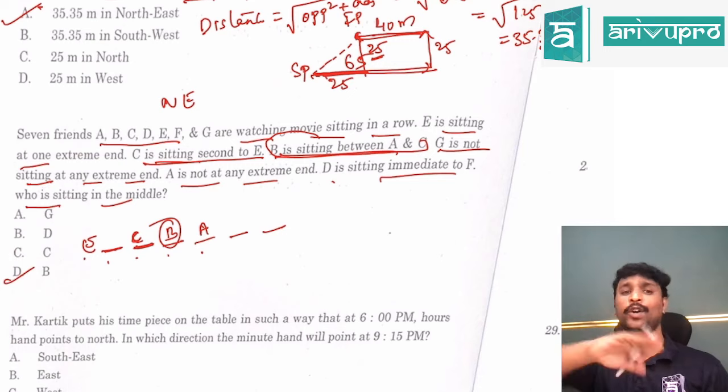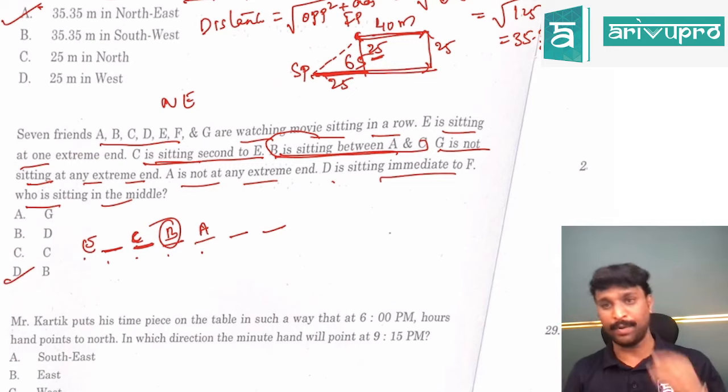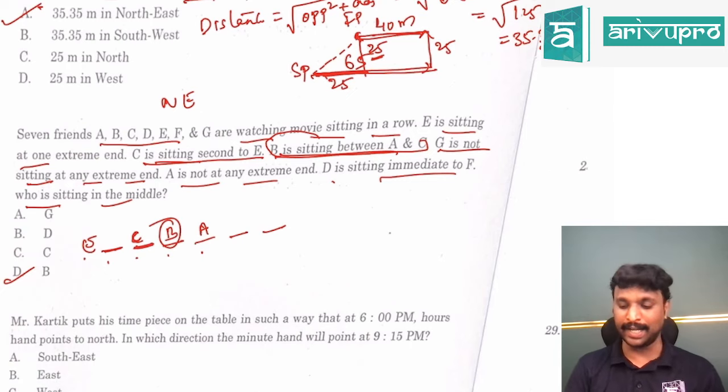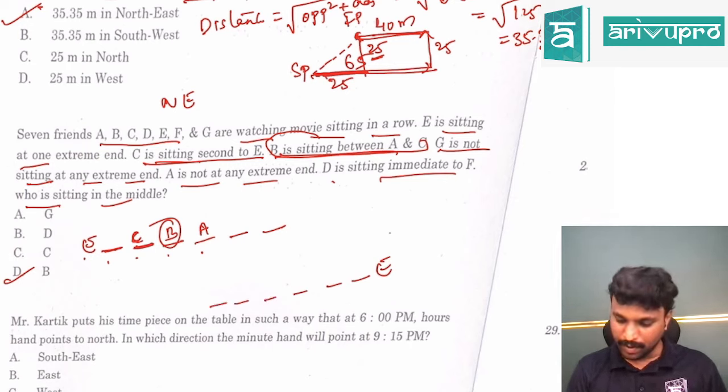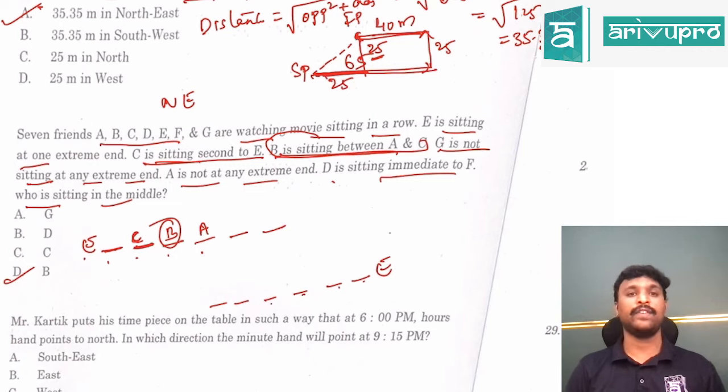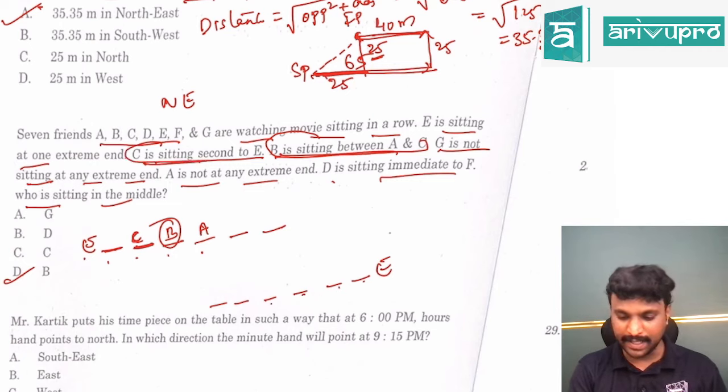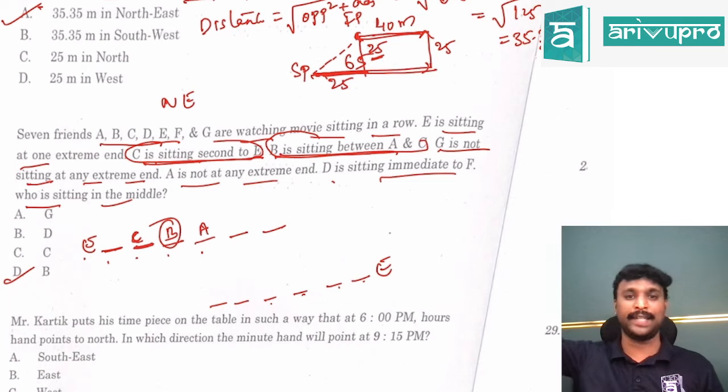Guys, you may be thinking, what if you have taken E at the right extreme? Then also you can solve the question and get the same answer. If I fix E at the right extreme, there will be 6 members to the left of E: 1, 2, 3, 4, 5, 6. Now with respect to E, what is the statement? C is sitting second to E.